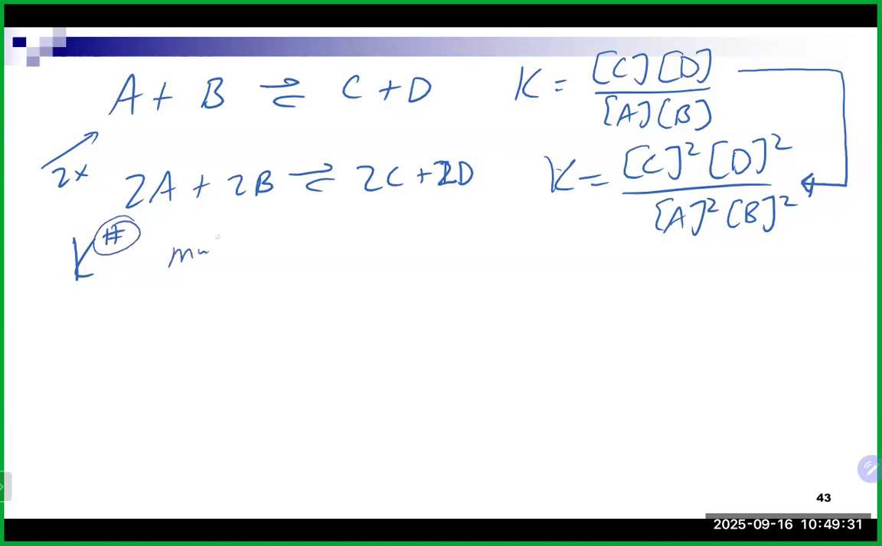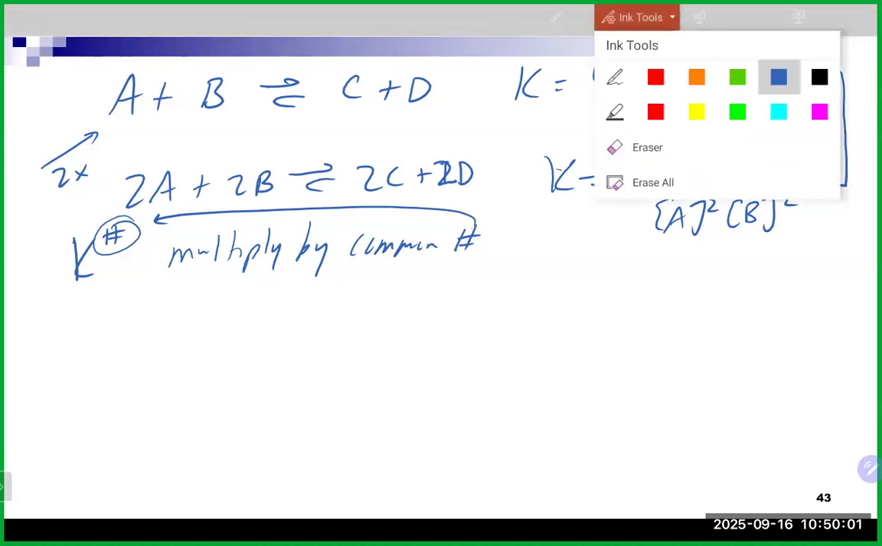So if you have to multiply by a common number, you take K to that number. That means, for example, if I multiplied by 3, I would cube the K value. If I multiply by 4, I take it to the fourth power and so forth. So if you have to multiply an equation by a common number, you take the K value that you had originally to that common number. What is the other thing that you could do?